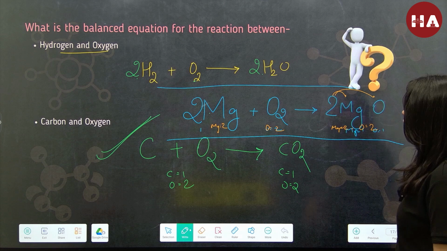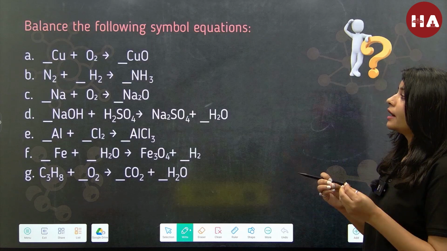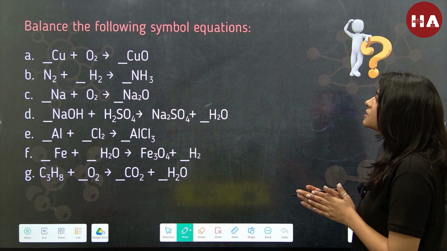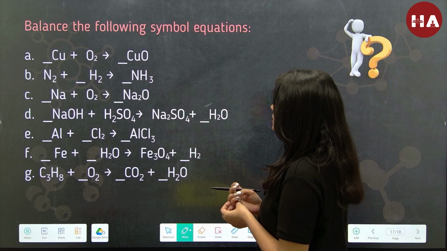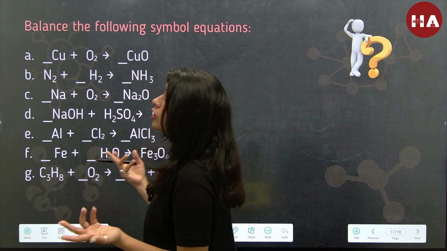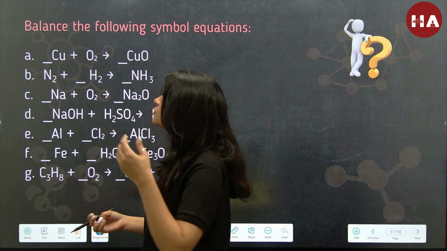Now let's move on to your next slide. So there are a few questions for you. Balance the following symbol equations. Symbols are not given, but yes, we have equations. Let's try to balance them.